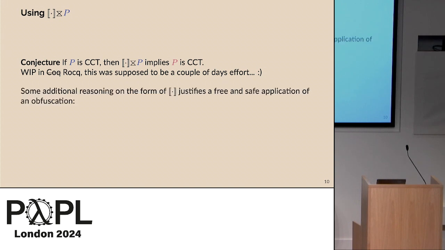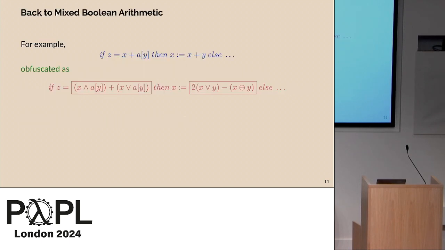And this, plus some additional reasoning on the form of the transformation, tells us when a program obfuscation is safe to be used in any case. And this is actually very trivial. If this transformation preserves CCT, if for any P it satisfies the preservation check, well, this is trivial, of course. And so let's go back to Boolean arithmetic.